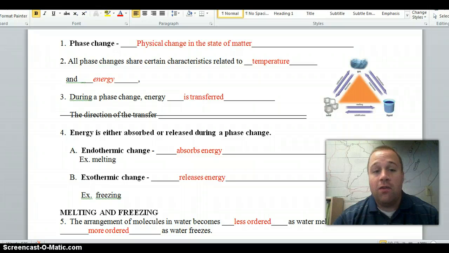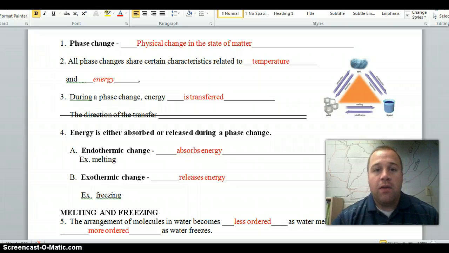So in all phase changes, energy is transferred. You have two possibilities. You can either absorb energy or release energy. In an endothermic reaction, endo means in, so it absorbs energy. So what you're going to have is going from something that's more ordered, like a solid, to something that's less ordered, like a liquid or a gas. In order to do that, the molecules need to absorb energy to speed up, and that's why that's taking in energy. Exothermic releases, exo is exit, releases energy.